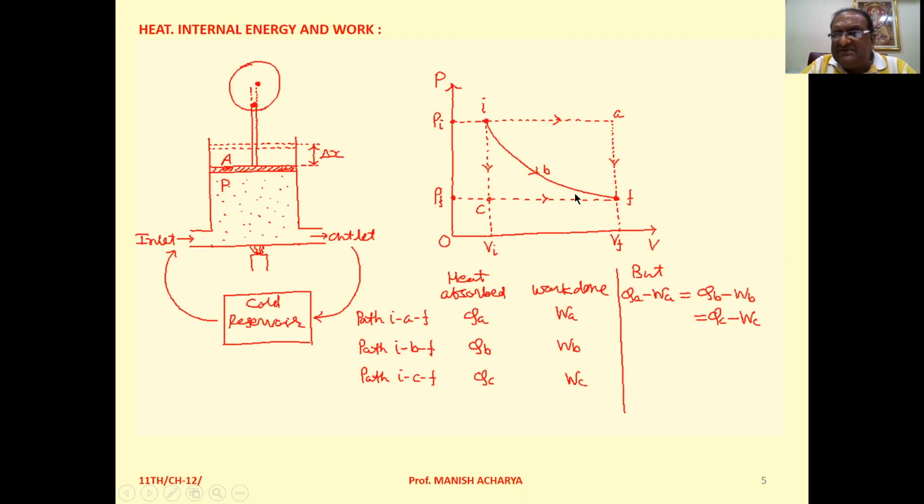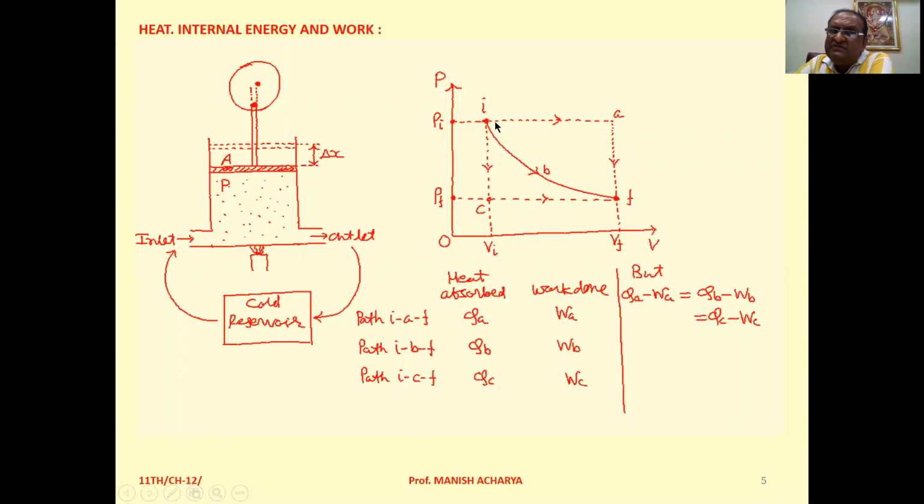Another path is this B path. The third path means first the pressure is decreased from Pi to Pf by keeping the volume constant, and then after, by keeping pressure constant, the volume is increased up to Vf, and the system is moved from the initial to the final thermodynamic state. So you can choose different paths to move the system from initial to final thermodynamic states. Clear?